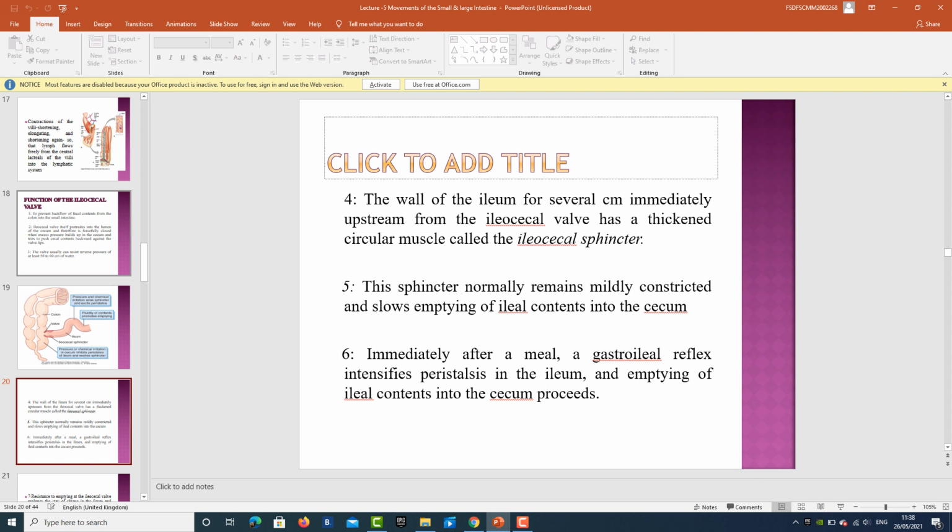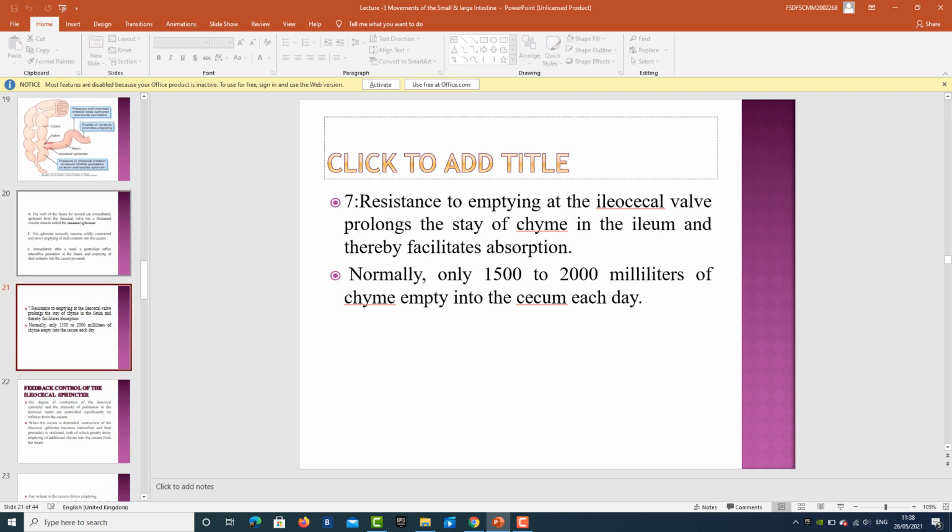Now, immediately after a meal, a gastroileal reflex intensifies peristalsis in the ileum and emptying of ileal contents into the cecum proceeds. A resistance to emptying at the ileocecal valve prolongs the stay of chyme in the ileum, and thereby it is facilitating, it is helping absorption. And normally only 1500 to 2000 ml of chyme empty into the cecum each day.